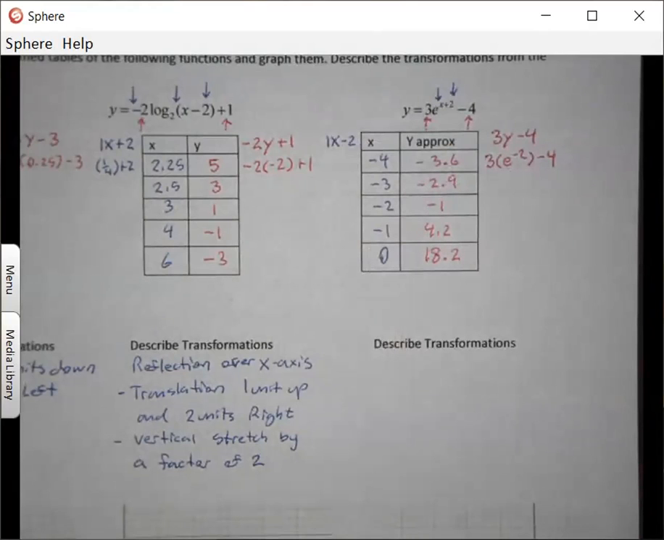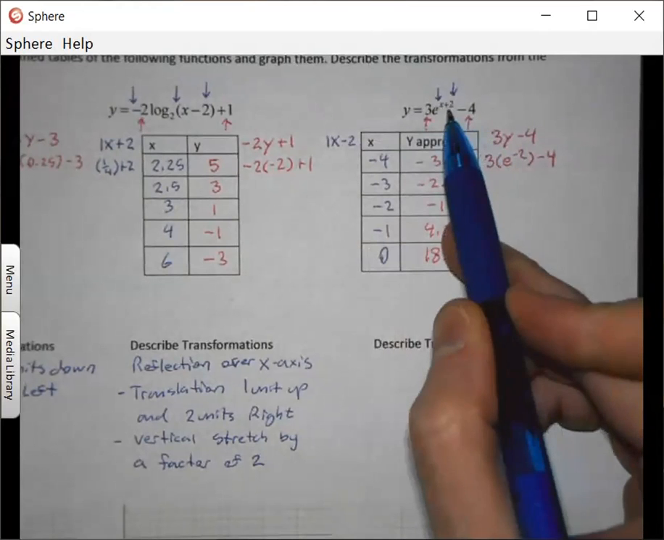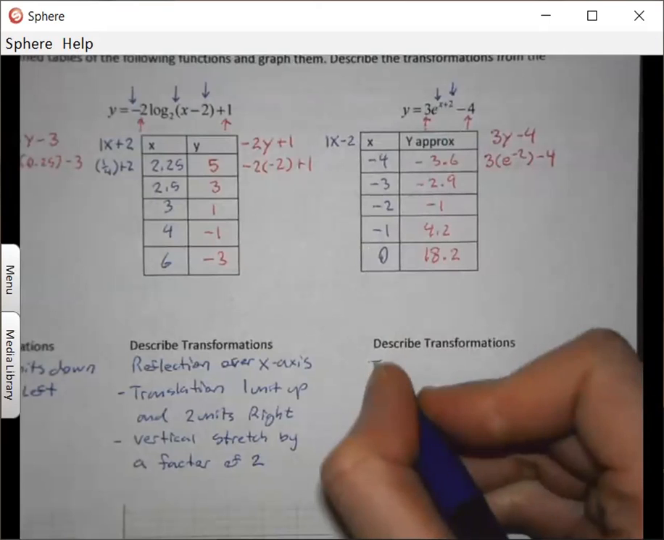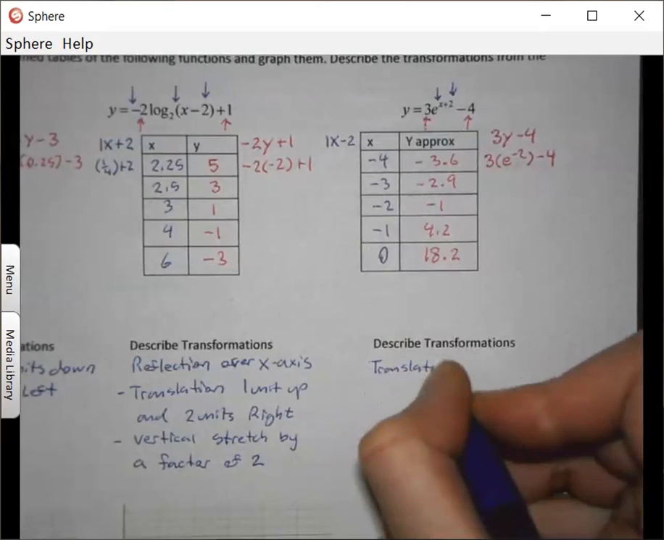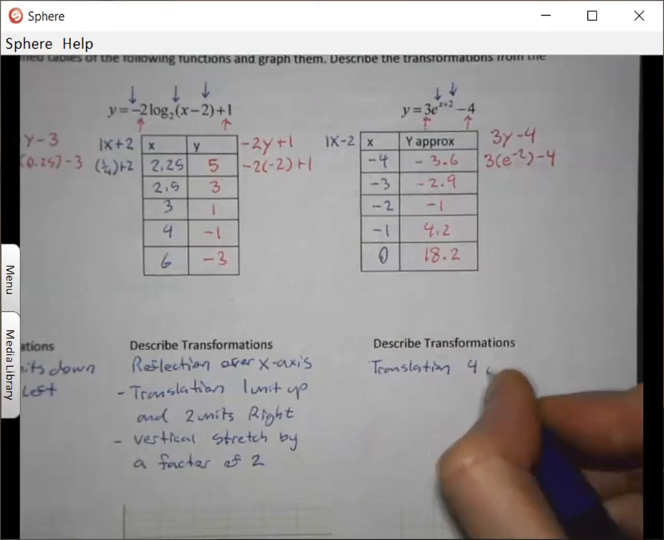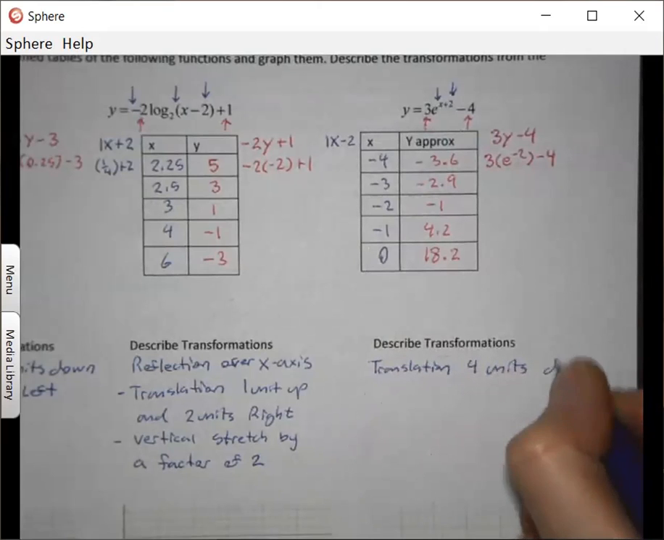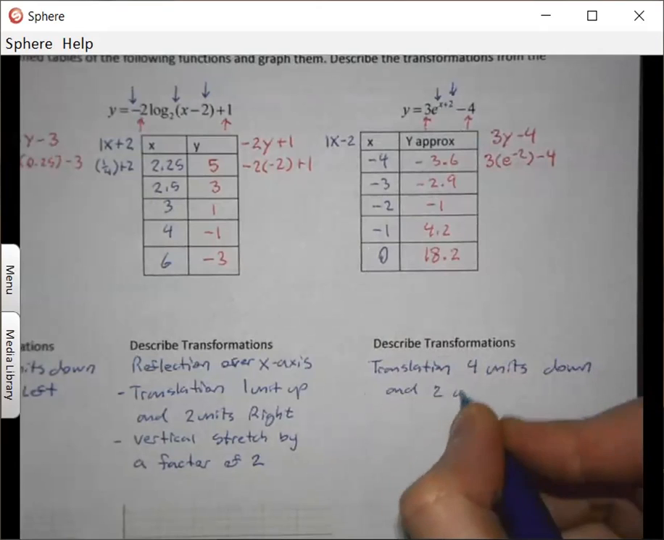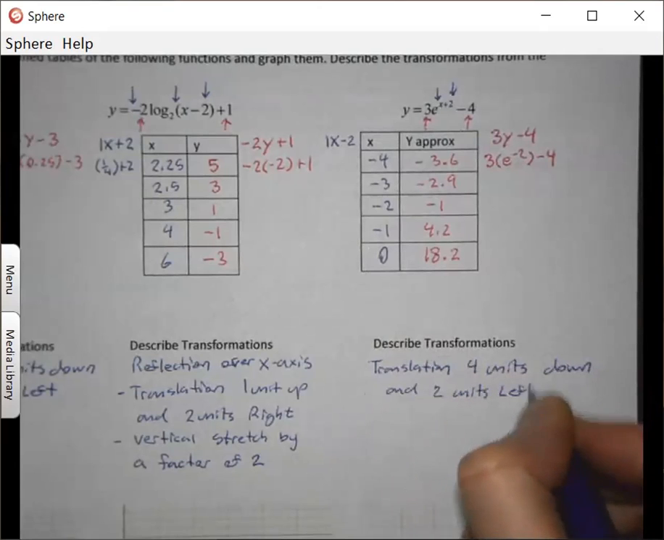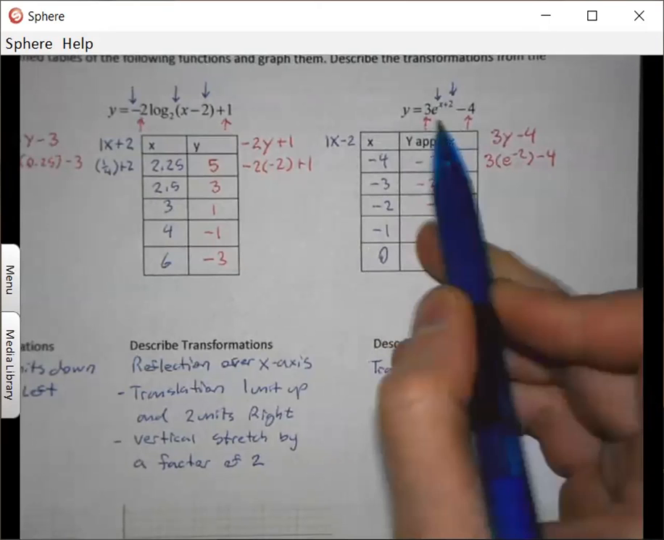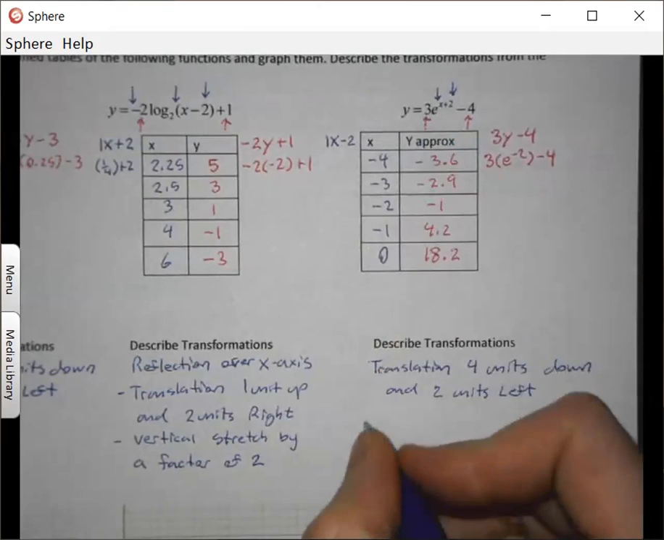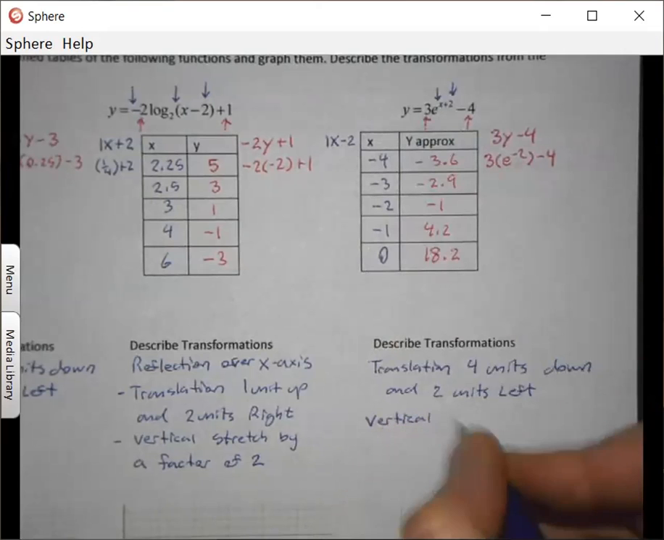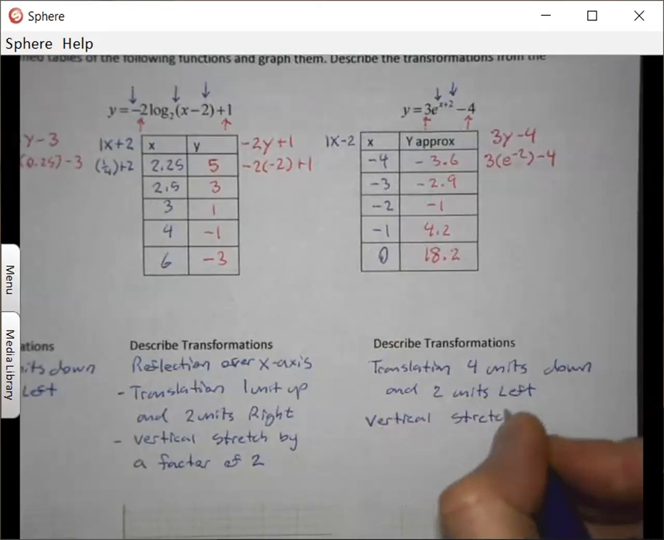And description of our transformations. So we have 4 units down, 2 units left. And we also have a vertical stretch by a factor of 3.